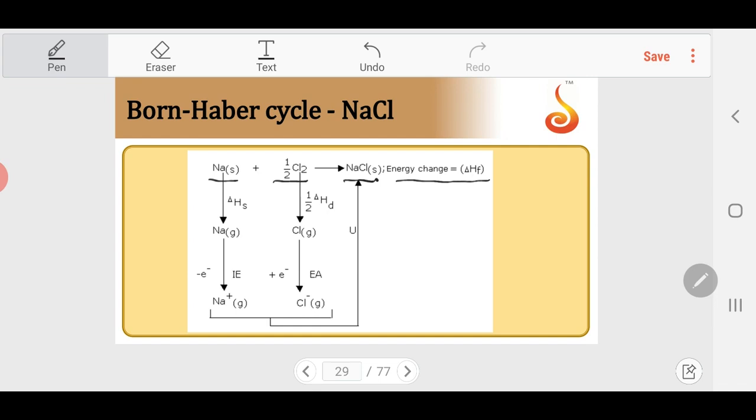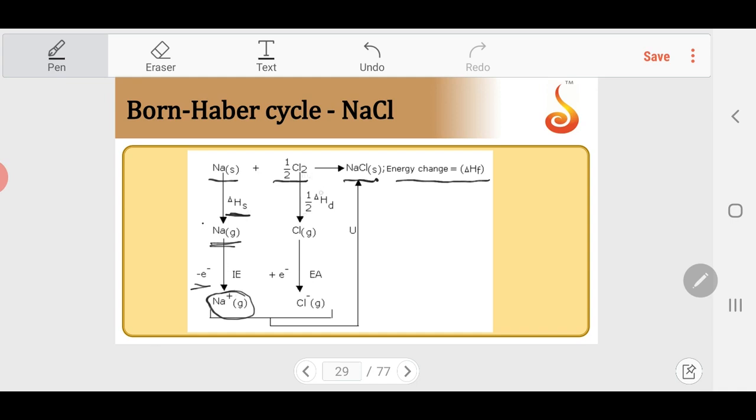Theoretically, I can say the steps involved in this conversion. See, sodium in the solid state has to convert into the gaseous phase. That means the enthalpy of sublimation is involved. So sodium solid is becoming sodium gas. Then for sodium gas, you have to supply the IE1 value to remove one electron, so it becomes Na plus. So this is a summation of delta H sublimation and the IE1 value.